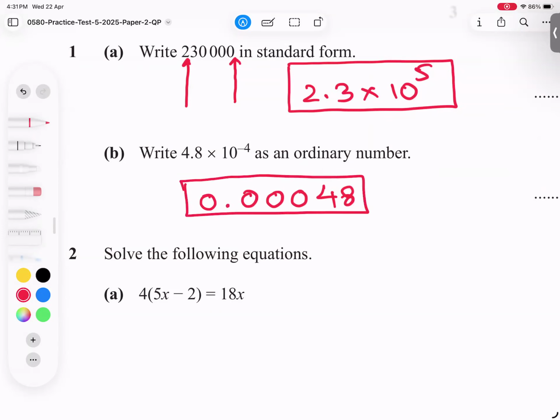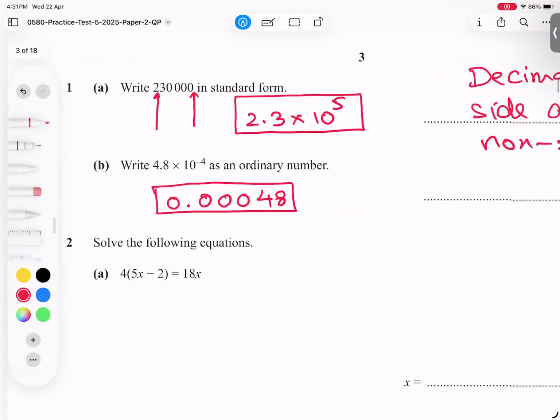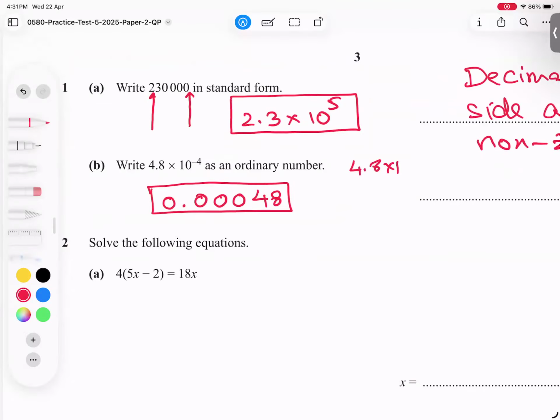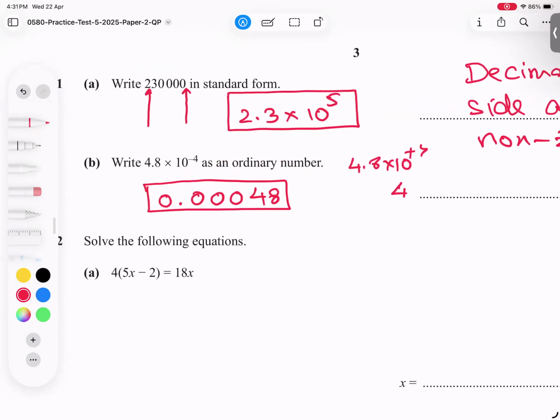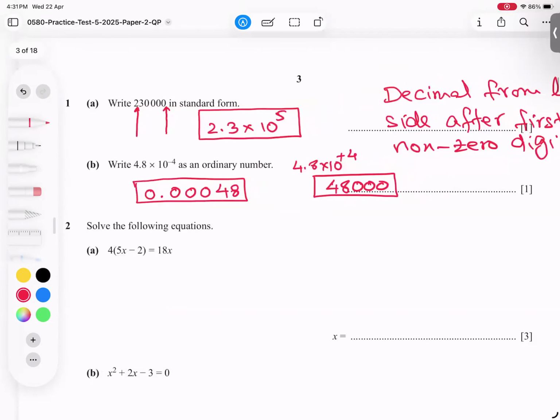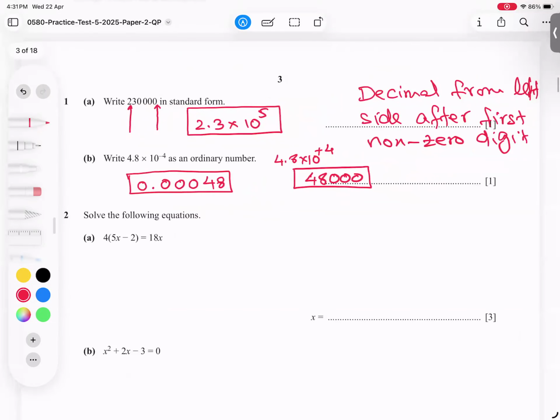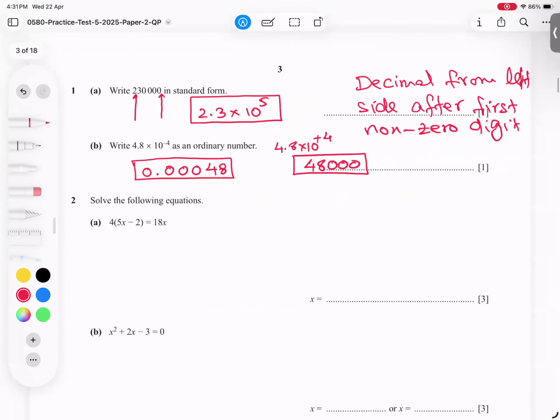Repeat my words. If the same question comes with a positive power, 4.8 times 10 to the power positive 4, the decimal will not go to the left side, it will go to the right side. For example, just 4, 8 and 1, 2, 3, 4. So this is my answer in case the power is positive 4. I have discussed two ideas together so you can understand very well and score yourself. Anyway, let's talk about the next question.